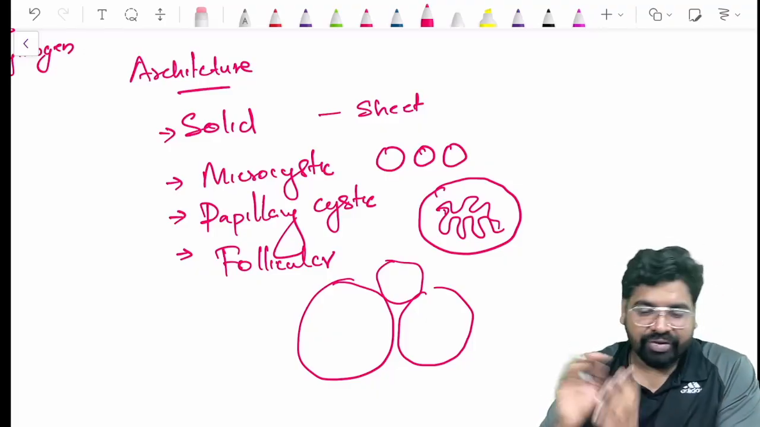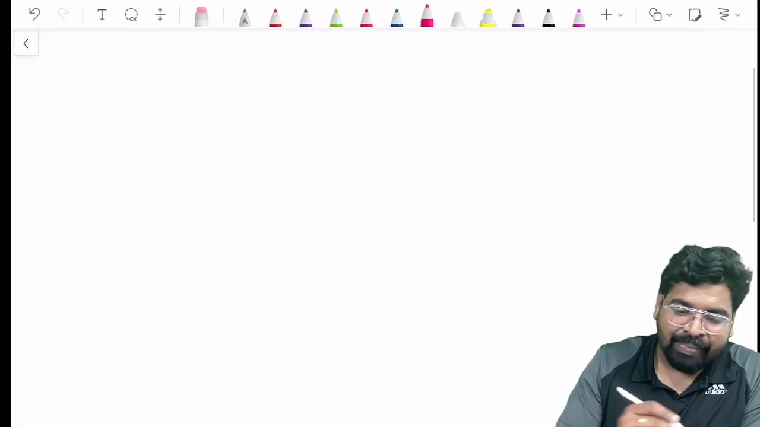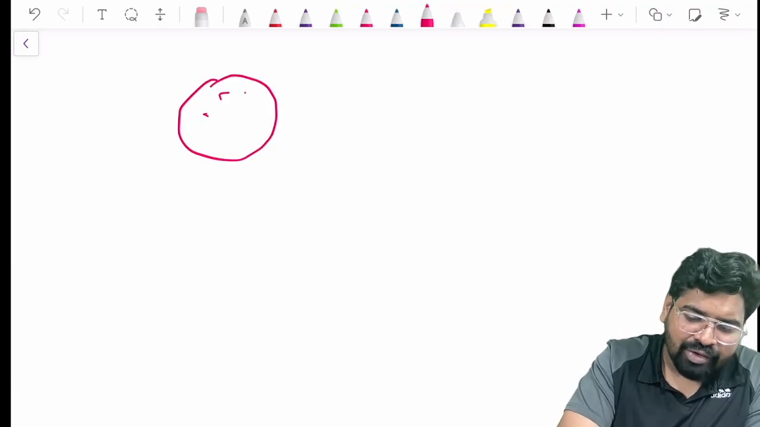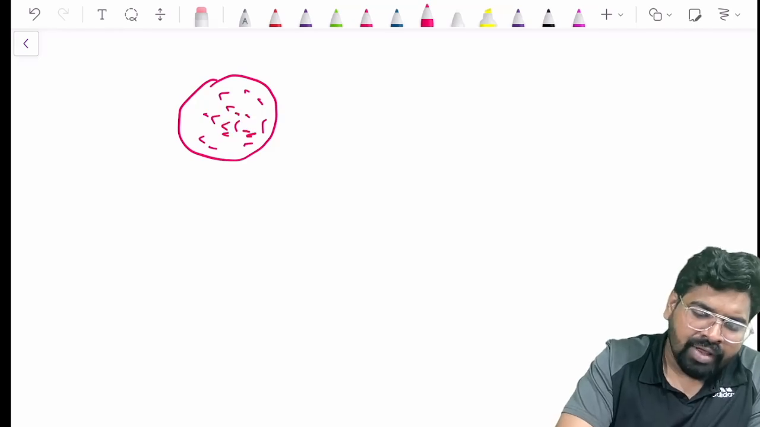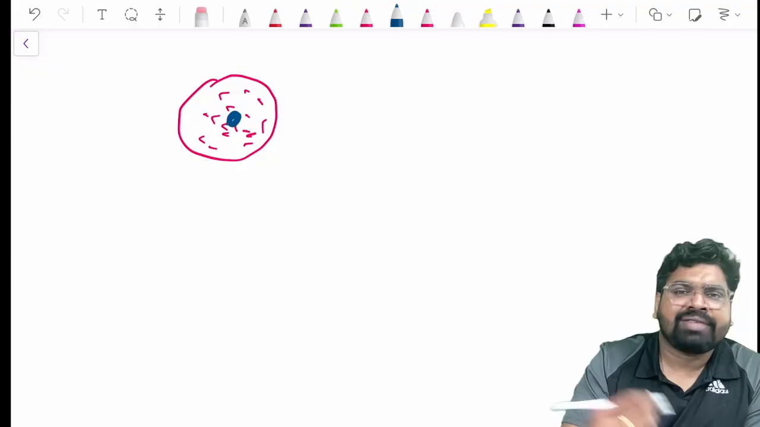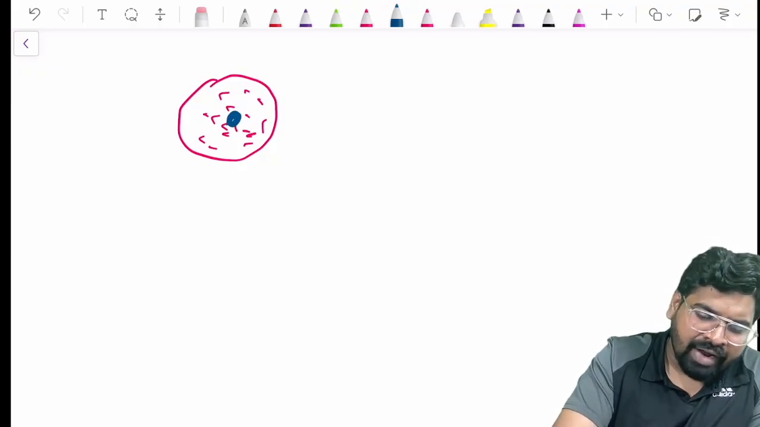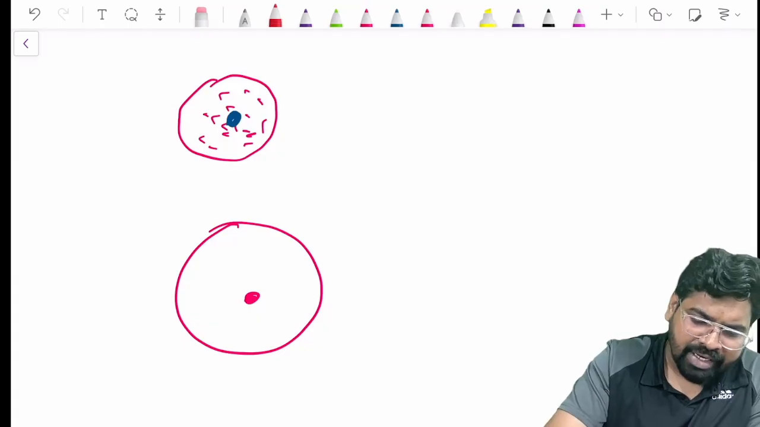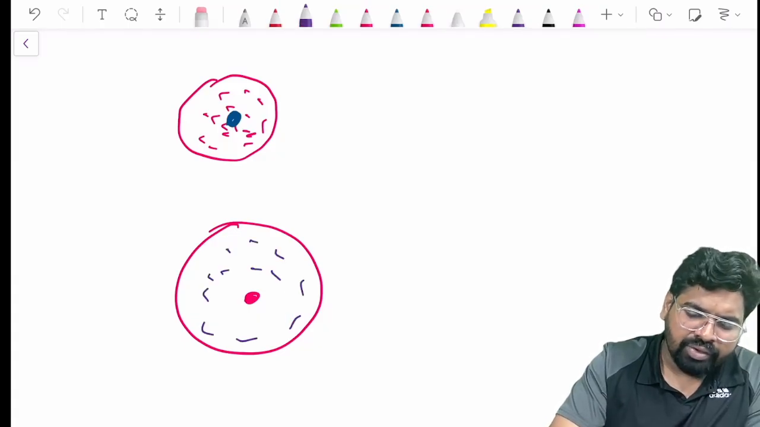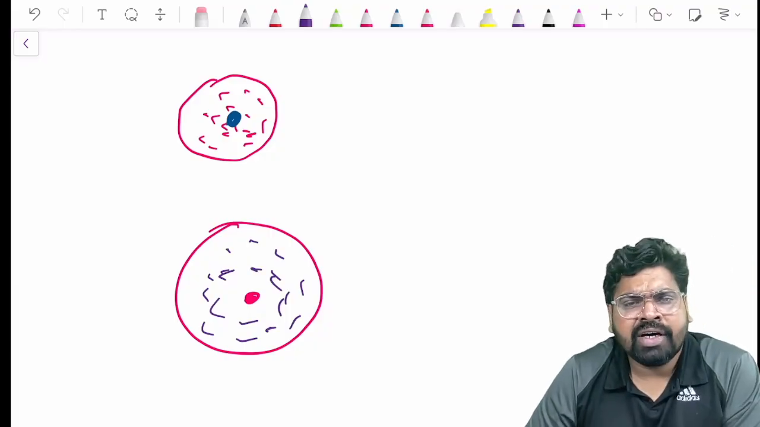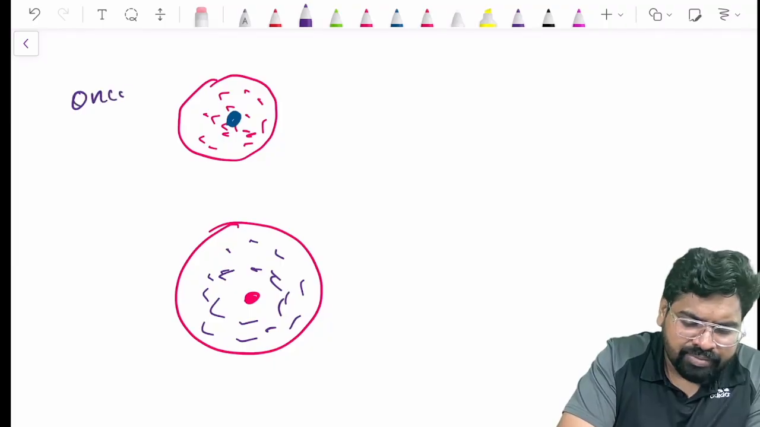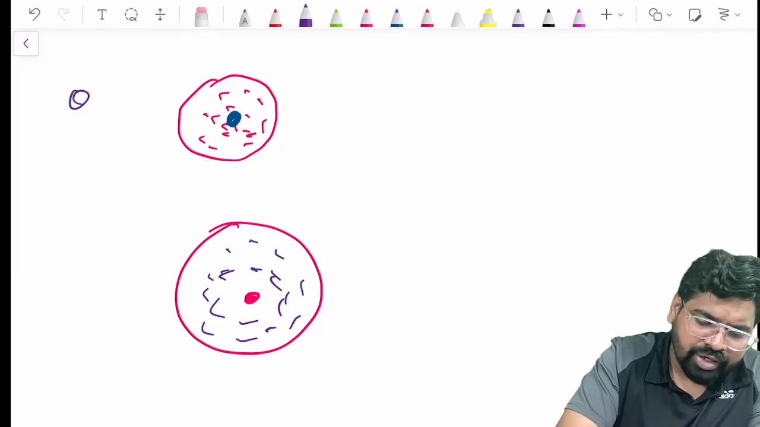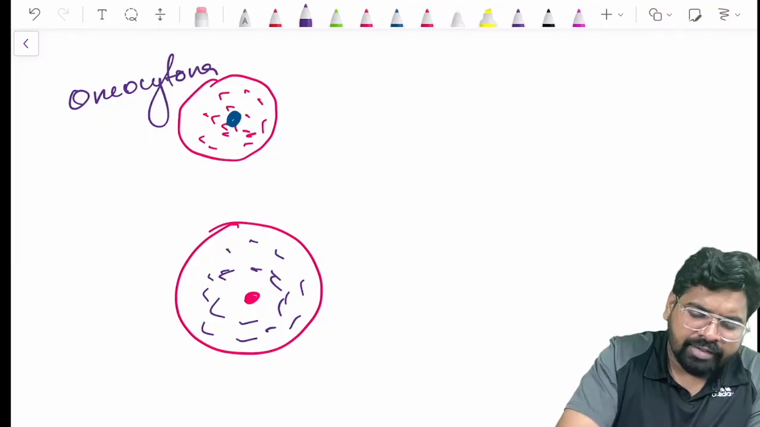Now there is one interesting question that we discussed before about oncocytoma. I have a round cell with a blue nucleus and granules here, and I have another cell here with a blue nucleus and so many granules in this. Now I have two cells here. One is oncocytoma, and the other is acinic cell carcinoma.